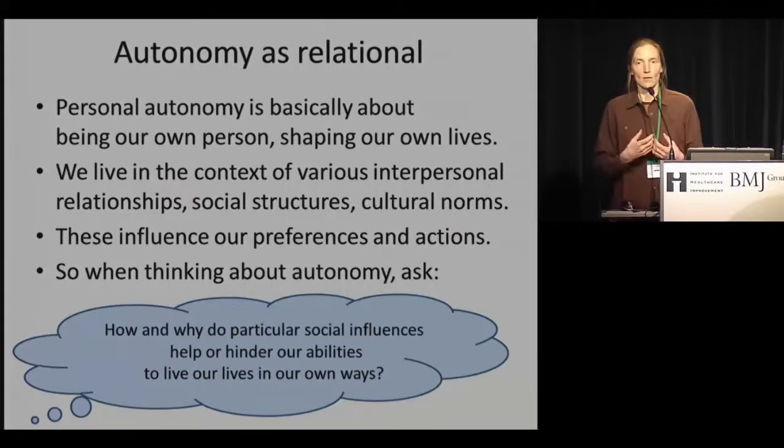So when we're thinking about what it might mean to have personal autonomy, we have to take seriously the question of how and why different particular social influences, because there are lots of social influences, help or hinder our abilities to be our own person, live our lives in our own way. And the notion of respecting autonomous choices that we saw earlier doesn't seem to deal with that stuff.